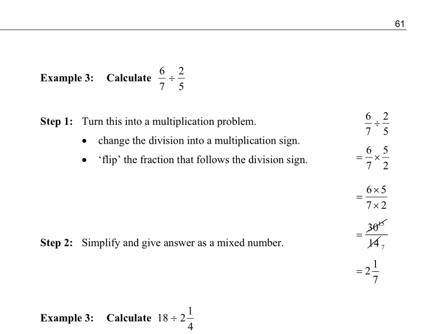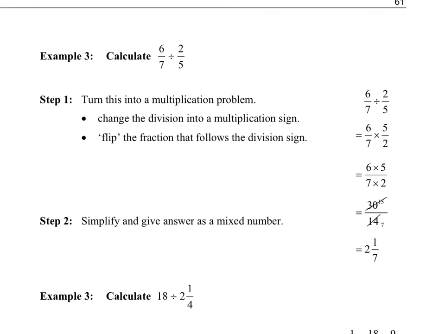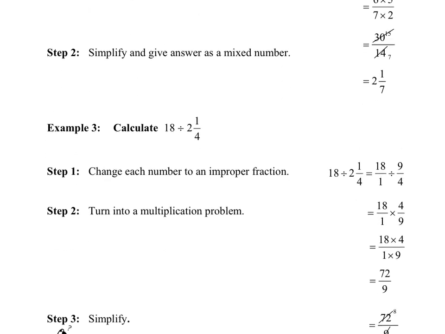And you can see there is a common factor of 2 for both 30 and 14, so we end up with 15 over 7. 15 over 7, changing it to a mixed number, is 2 1/7. I'm going to leave the next example for you to work through on your own.